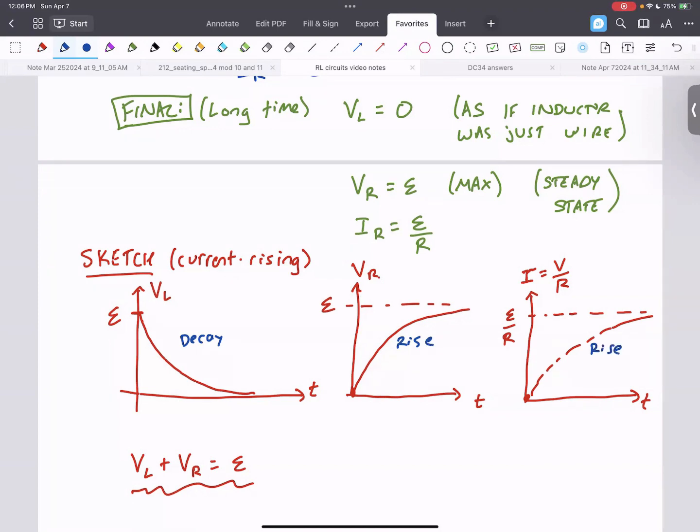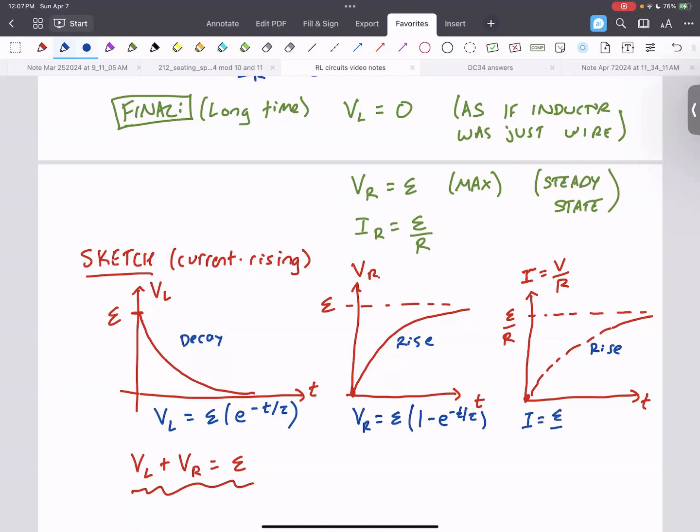And so then we write the equations very simply by saying, okay, my voltage across the inductor is going to be my maximum times my decay term, e to the minus t over tau. And I'll come to this tau in a second because there's going to be a tau that depends on our circuit elements, L and R. And then here I would have the voltage across the resistor would be equal to the maximum EMF times my rise term, which is 1 minus e to the minus t over tau. And then over here, I would have my current being the same thing. So my current would be my maximum current.